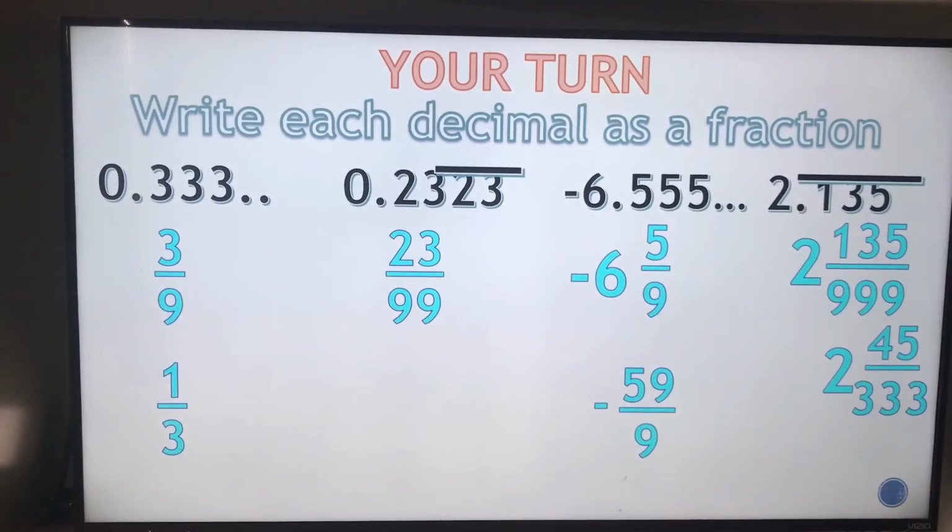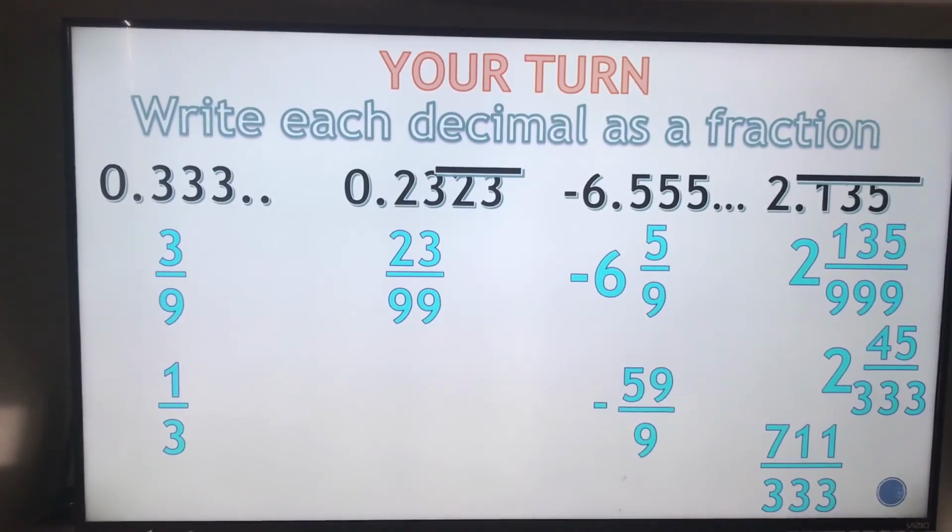Sometimes you're going to get what you all think is wrong because the numbers are big. But don't let that stop you. Just keep going. I did this for a reason. To convert this, I would do 2 times 333, which is 666, and then I would add 45 to get 711 over 333. Chances of you getting that are very slim, okay?